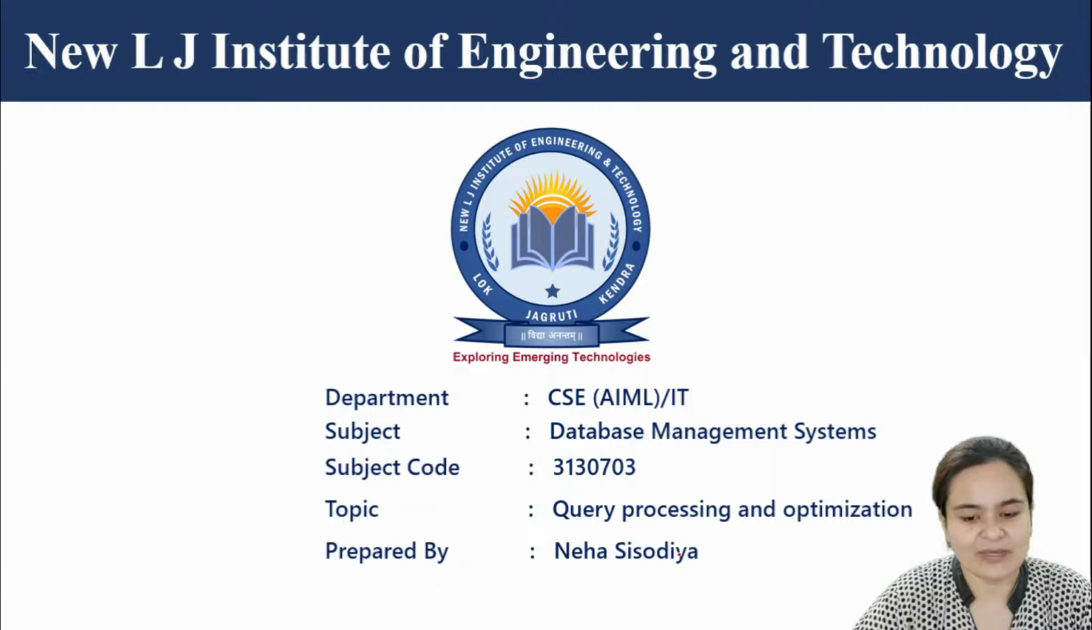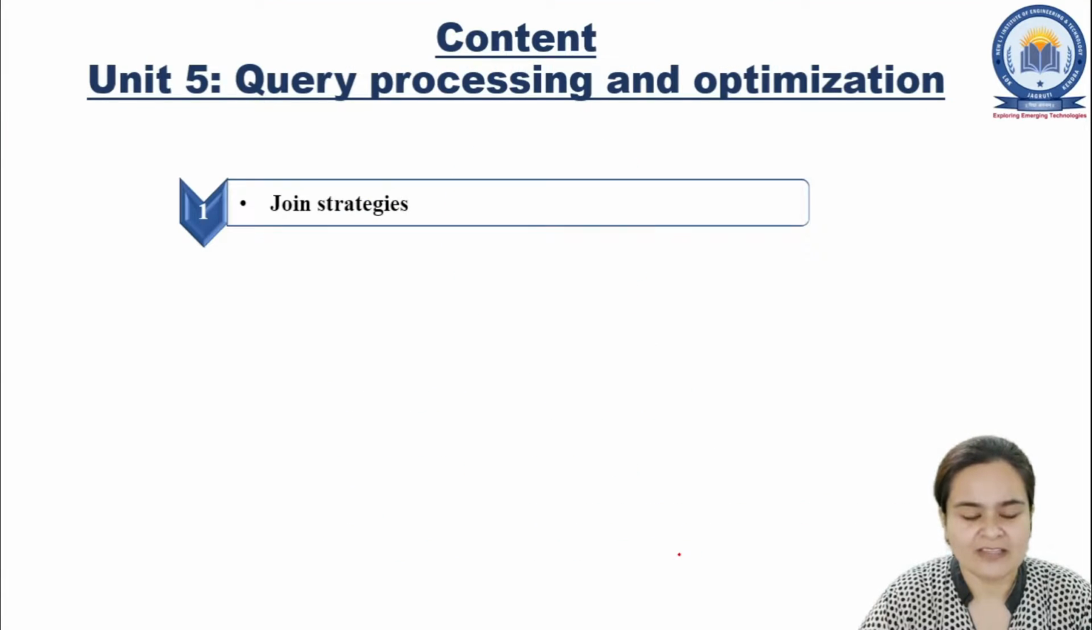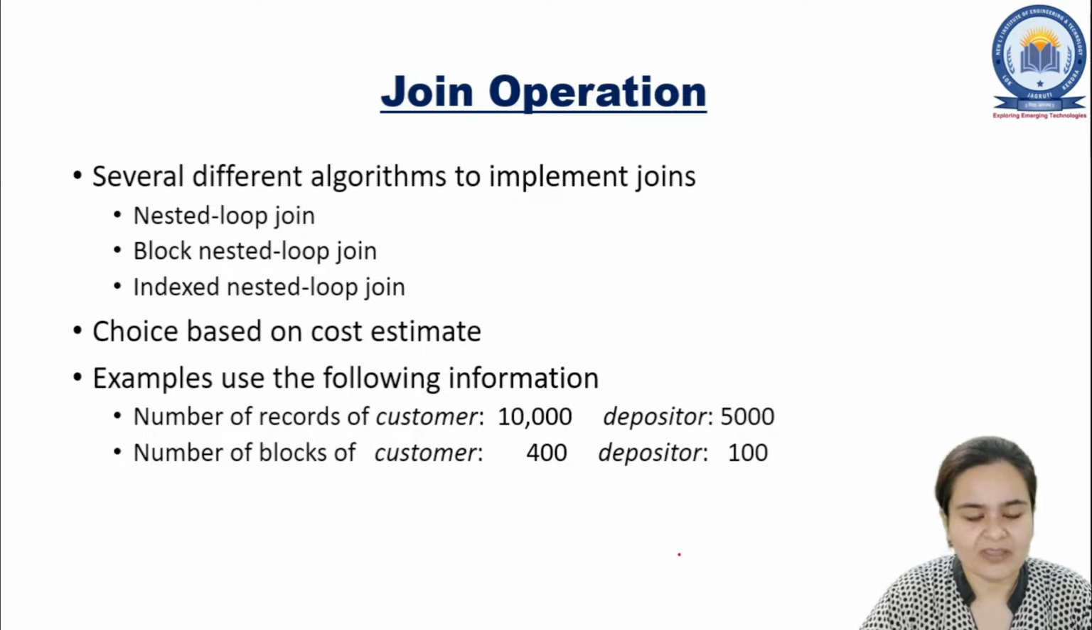We are going to see query processing and optimization in our database management system today. So we are dealing with some join strategies that are going to be used in our query processing. Let's go ahead and see what join operations we usually use to perform. There are several algorithms to implement join. Three of them are nested loop join, block nested loop join, and index nested loop join. The choice is based on the cost estimate we have to perform this join.